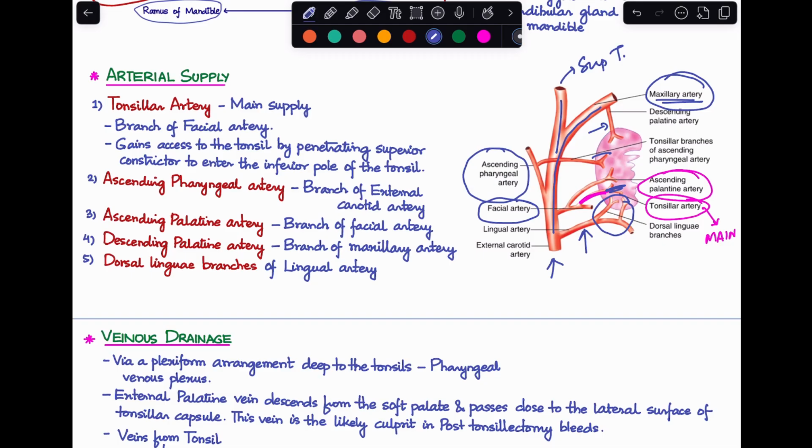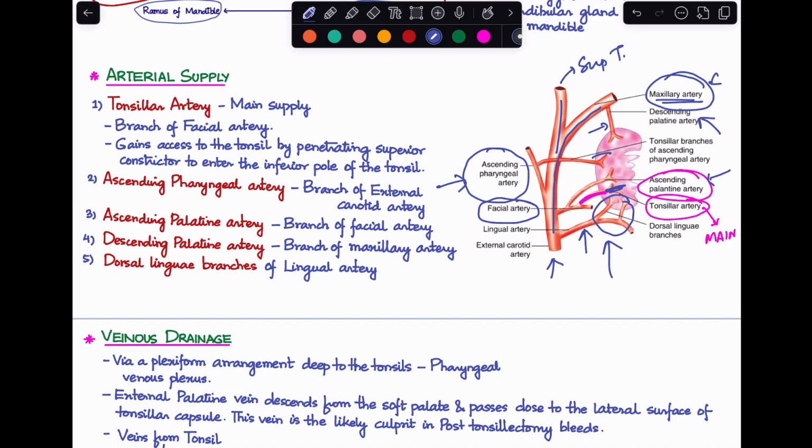Second, we have the ascending pharyngeal artery, which is a branch of the external carotid artery. Then we have the ascending palatine artery, which again is a branch of the facial artery. Then we have the descending palatine artery, which is a branch of the maxillary artery. And last of all, we have the dorsal linguae branches of the lingual artery. So that's about our arterial supply.